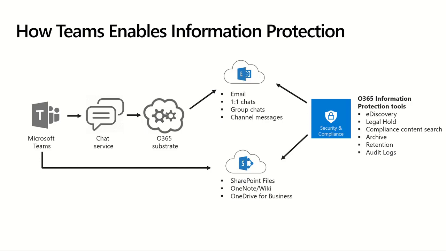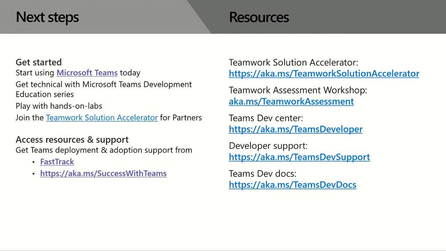And on the right, you see that the Office 365 Information Protection Tools talk to that substrate. That includes things like e-discovery and legal hold. You can do a compliance content search. You can do archive, retention, control how long information is retained, and also audit logs. When you want to see who did what when, you can do a search for those things. All of that is accessed via the security and compliance tools in Office 365, which in turn talk to the substrate. So on the left, it shows you how it goes in, in the middle, it shows you where it goes, and on the right, it shows you how you can get back to it.